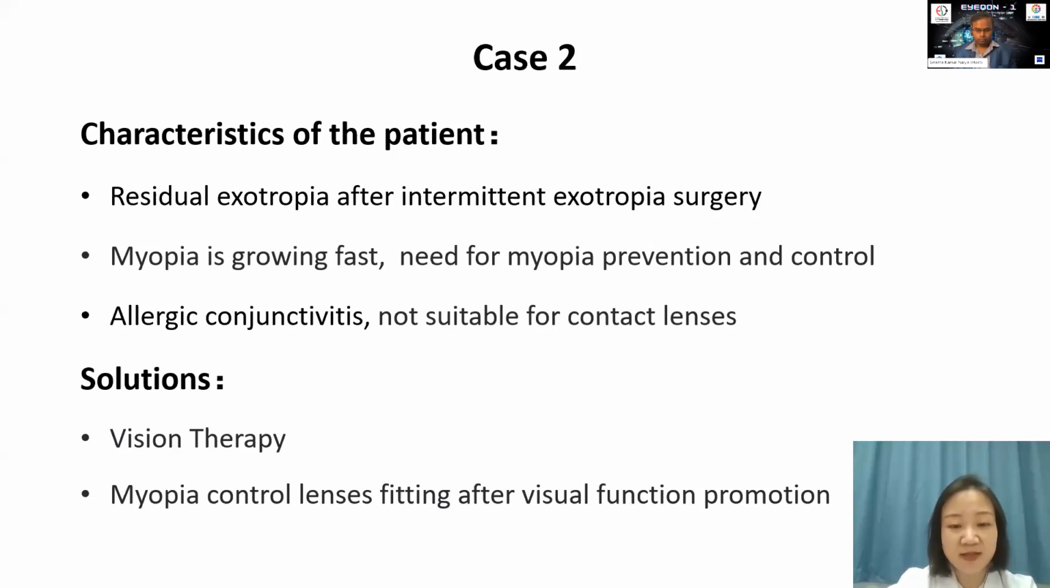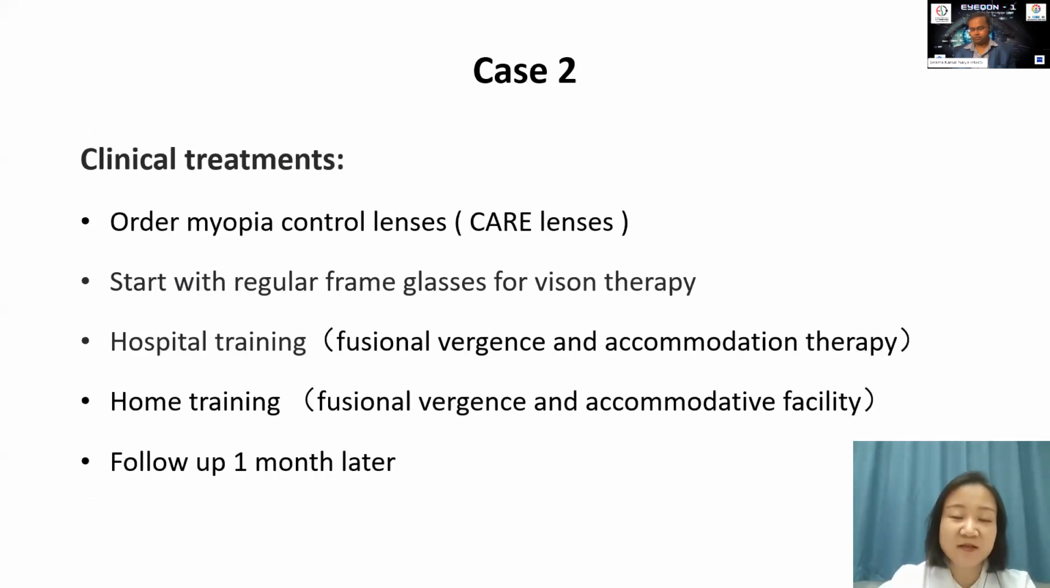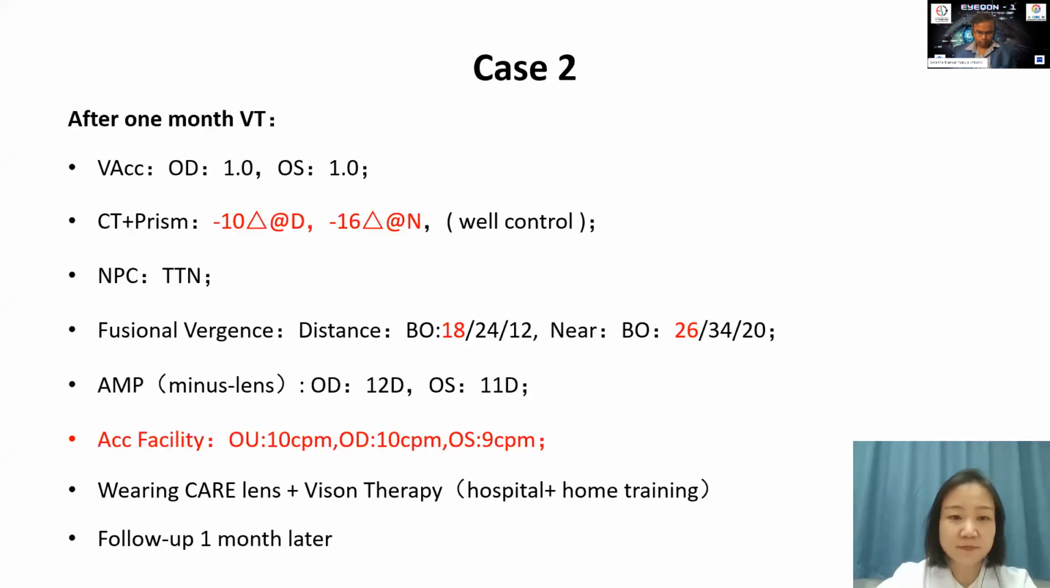To carry out vision therapy at first, to expand the patient's fusional reserves and improve their accommodative status. Then ask the boy to wear the myopia control lenses after visual function promotion. Therefore, we ordered the myopia control lenses for the boy, but we asked him to do vision therapy in hospital at first with regular frame glasses, accompanied with home therapy of 15 minutes per day, including fusional vergence training and accommodative flexibility training. After 1 month of vision therapy, we would conduct a follow-up examination to assess the patient's visual function.